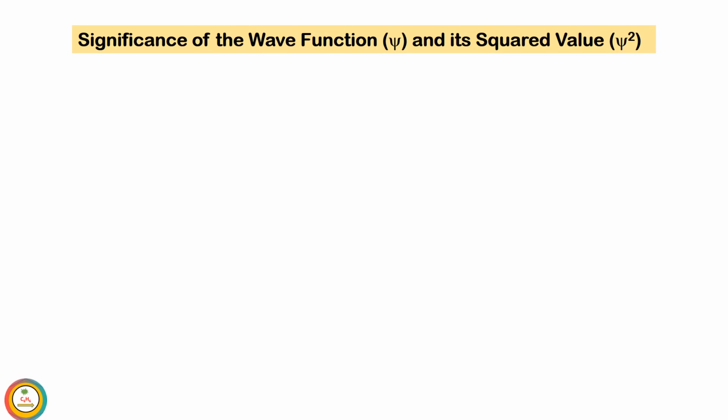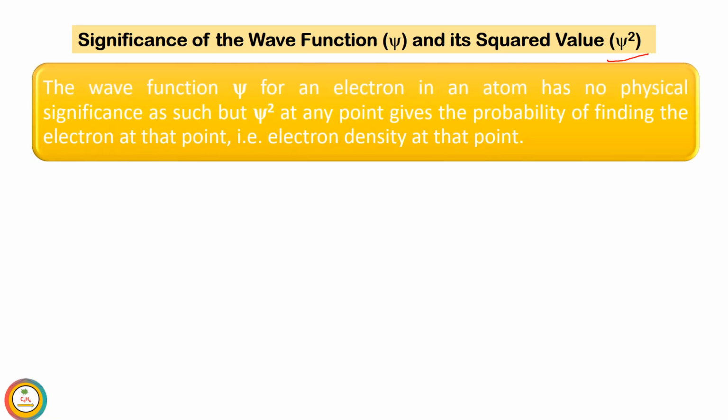Significance of psi and psi square. Psi means wave function, and psi square means the probability of finding an electron. As we know, psi has no physical significance, but psi square tells us about the probability of finding the electron at any particular point, or a psi square value indicates electron density at a particular point.